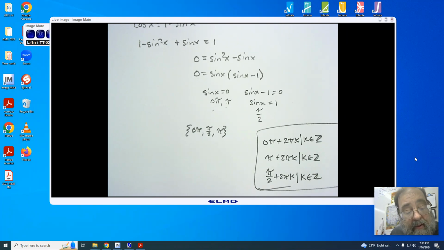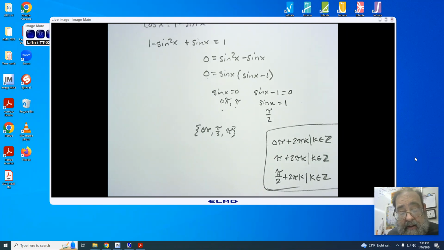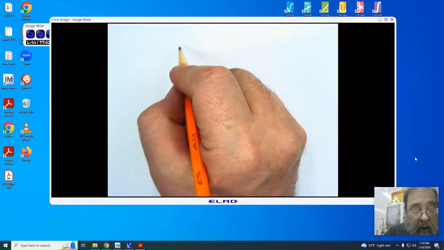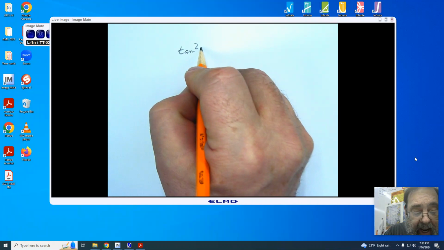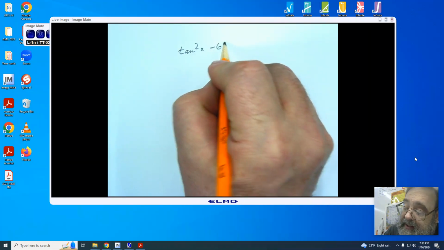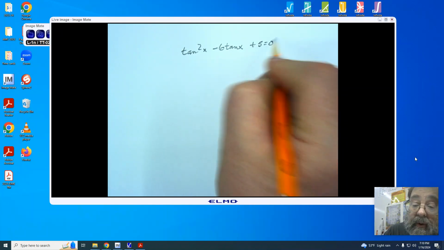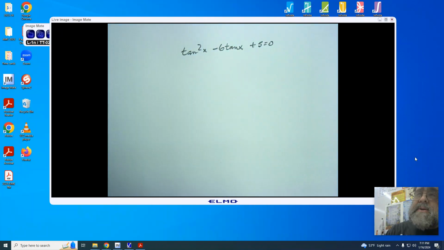Alrighty, let's take a moment and look at another quadratic. This time, we're going to make it a little bit harder. What happens if it's not on the unit circle? Oh my goodness me. Let's take a look at tangent squared x minus 6 tangent x plus 5 equal to 0.